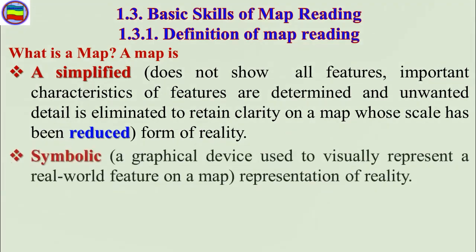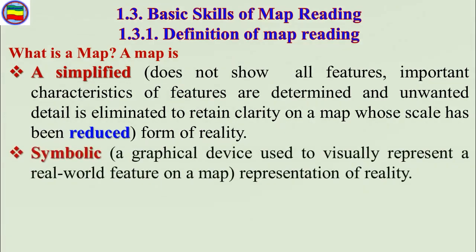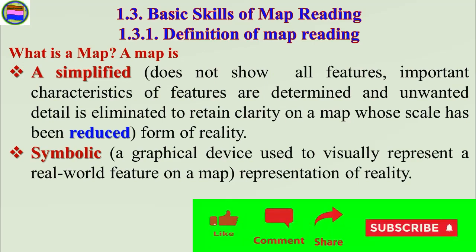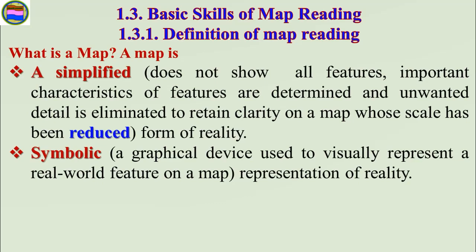And the other one is that a map is a symbolic representation of reality. We have different features in reality. When you display that reality on the map, different symbols should be used. Nationally and internationally agreed symbols should be used in order to represent the real features. So a map is a symbolic representation of reality.